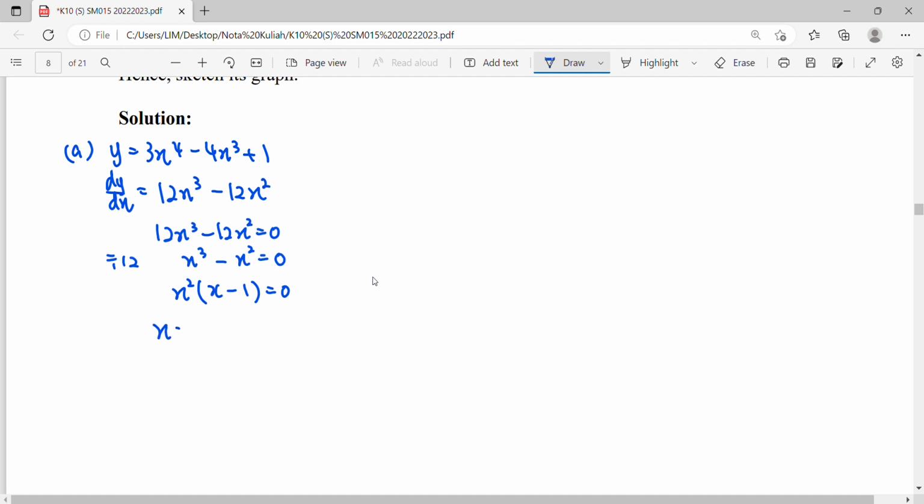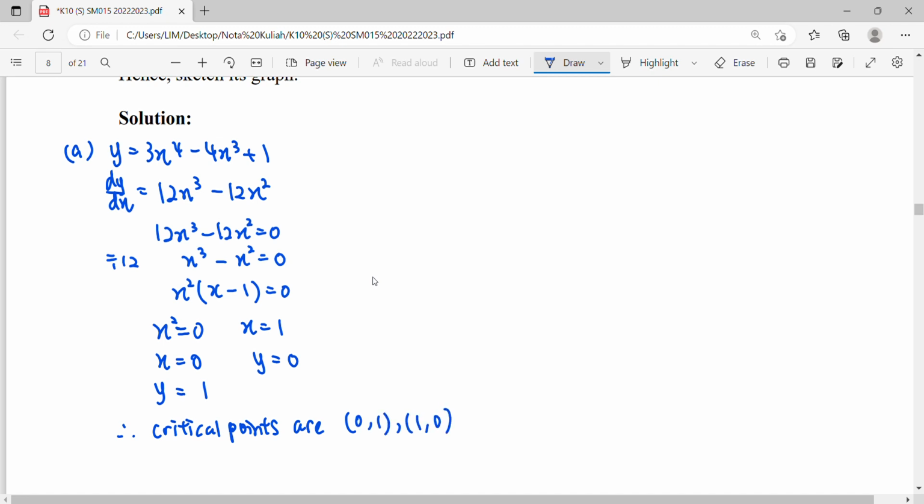So x squared equals to 0, x equals to 1. So x equals to 0. So what's your coordinate of y? When x equals to 0, coordinate of y is 1. When x equals to 1, coordinate y is 0. Therefore, we answer the first question, critical points are (0, 1) and (1, 0).